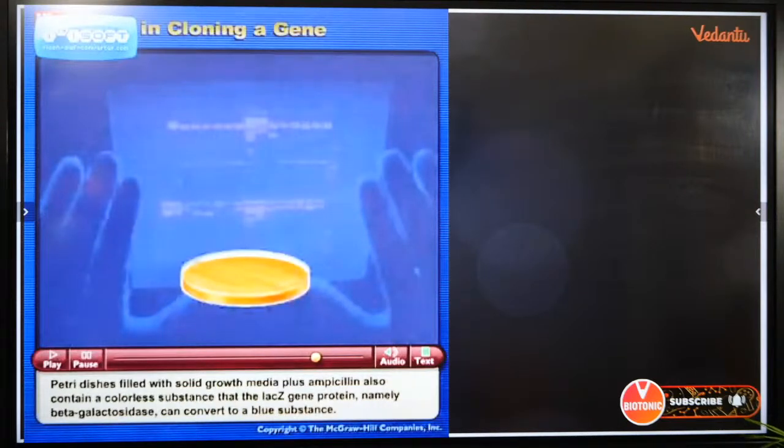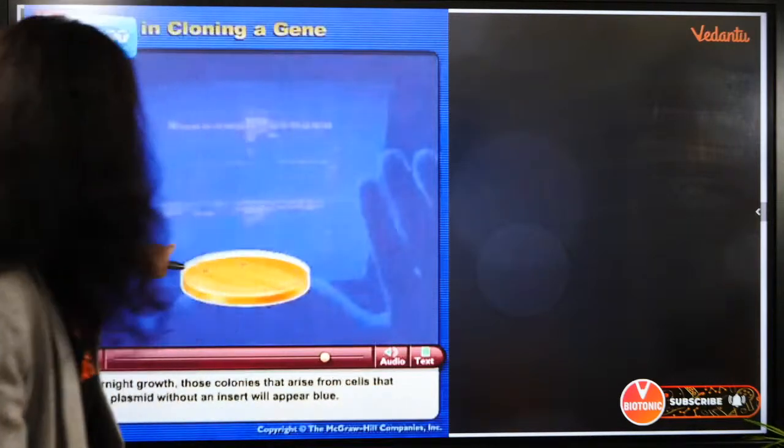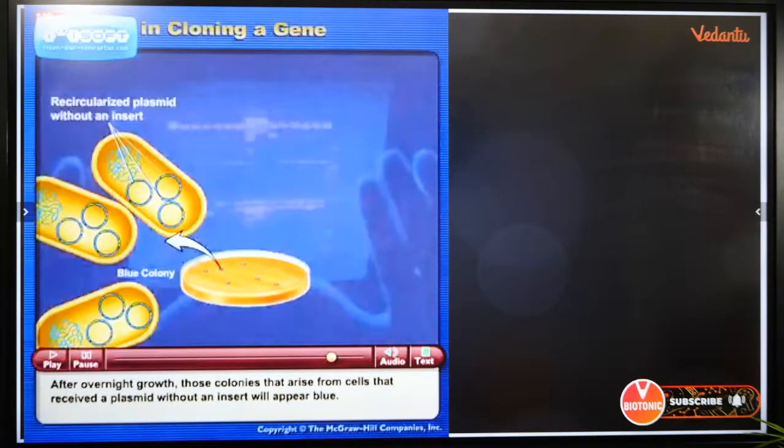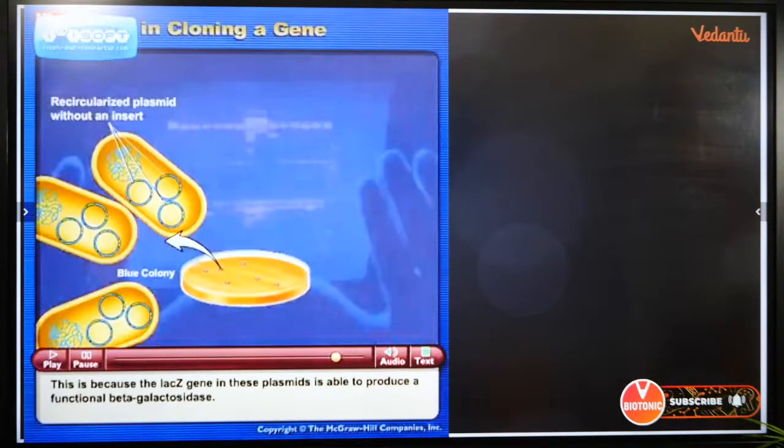Petri dishes filled with solid growth media plus ampicillin also contain a colorless substance that the LAC-Z gene protein, namely beta-galactosidase, can convert to a blue substance. After overnight growth, colonies of non-recombinants, from cells that received a plasmid without an insert, will appear blue. This is because the LAC-Z gene in these plasmids is able to produce a functional beta-galactosidase.